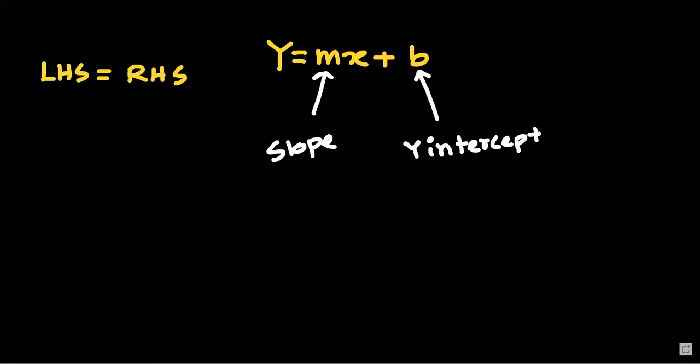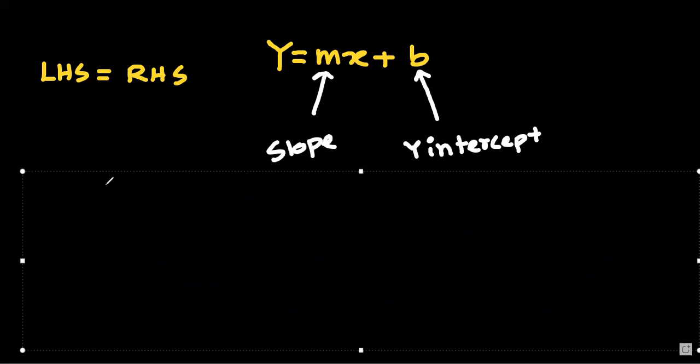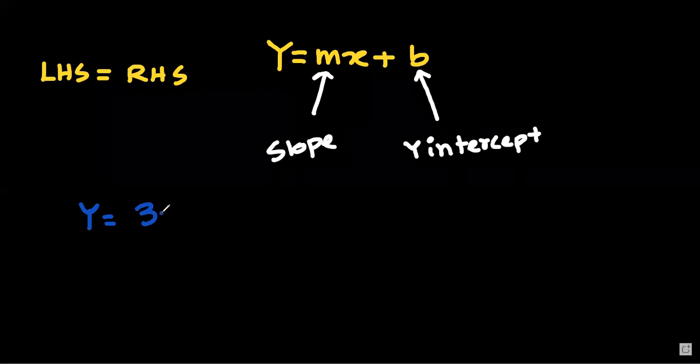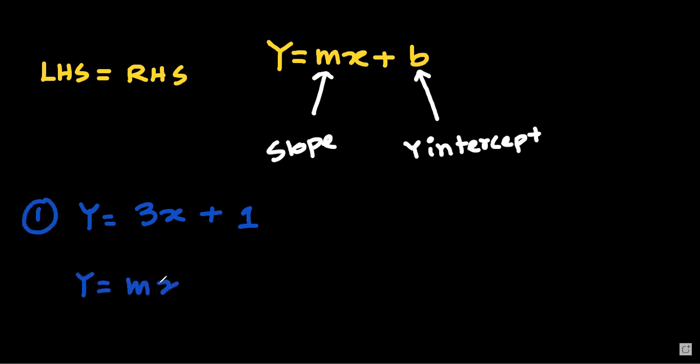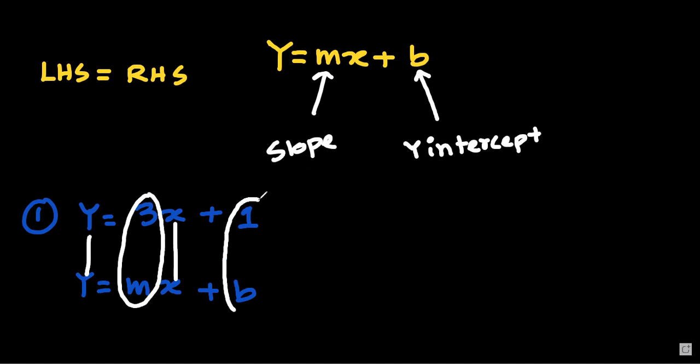Suppose I'm taking an example as y equals 3x plus 1. If you compare the equation with the standard slope-intercept form y equals mx plus b, you can see x and x are the same, y is the same. So m should equal 3 and b should equal 1, right?